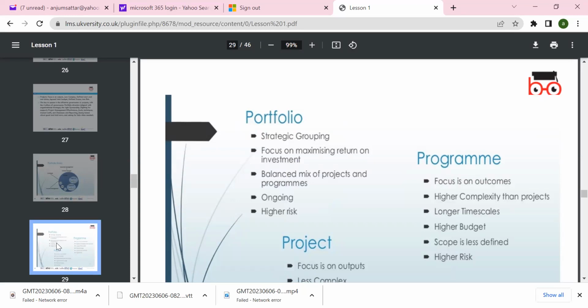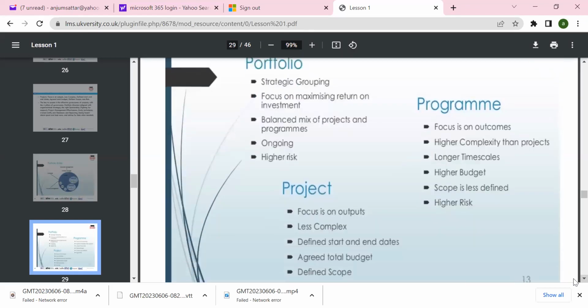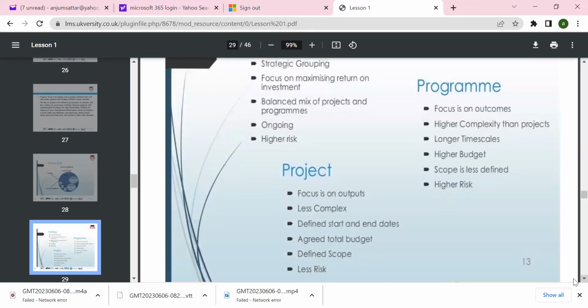The longer the time scale, the higher the risk and the higher the budget. And the scope is less defined, with higher risk. So if it takes 20 years, maybe after 20 years the technology can be obsolete. So we need to look at the project, focus on the outcome, less complex, define the start and end dates, agree the total budget and define the scope.